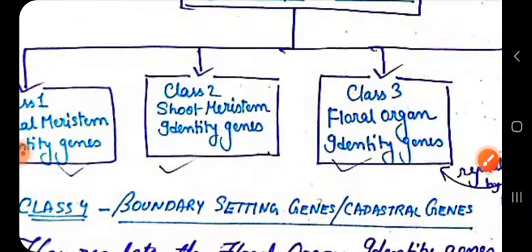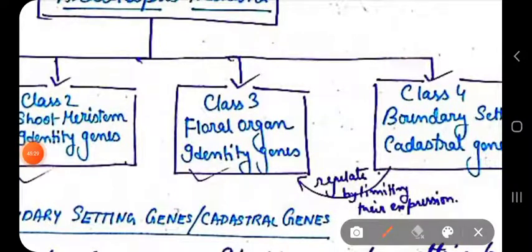So we have done two of them. The third class, which is involved in flower development, is your floral organ identity genes. What does it do? These floral organ identity genes mainly control the floral identity.